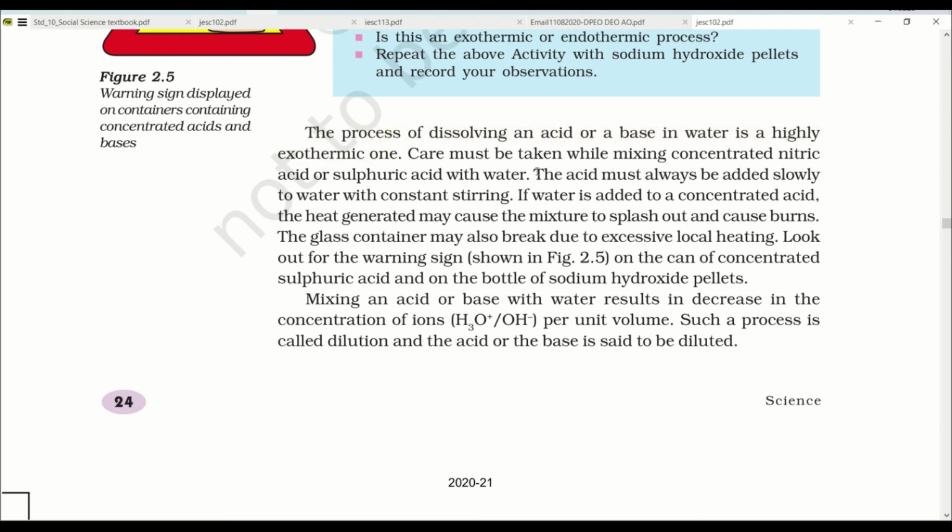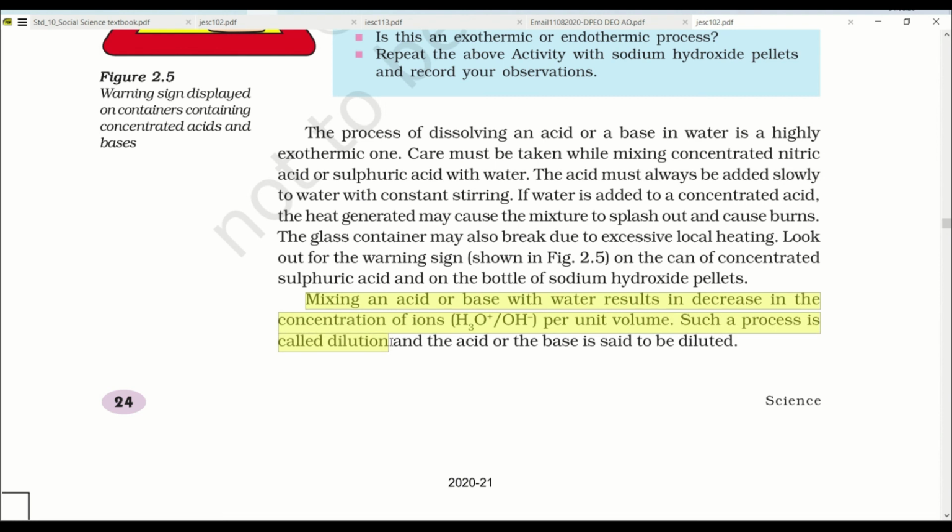The acid must always be added slowly to water with constant stirring. If water is added to concentrated acid, the heat generated may cause the mixture to splash out and cause burns. Glass container may also break due to excessive local heating. Look out for the warning sign on the can of concentrated sulfuric acid and on the bottle of sodium hydroxide pellets. Mixing an acid or base with water results in a decrease in the concentration of ions per unit volume.